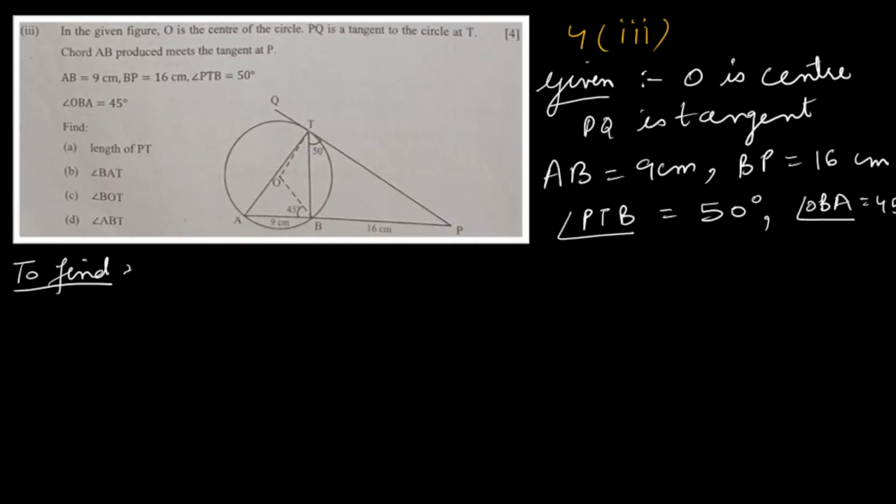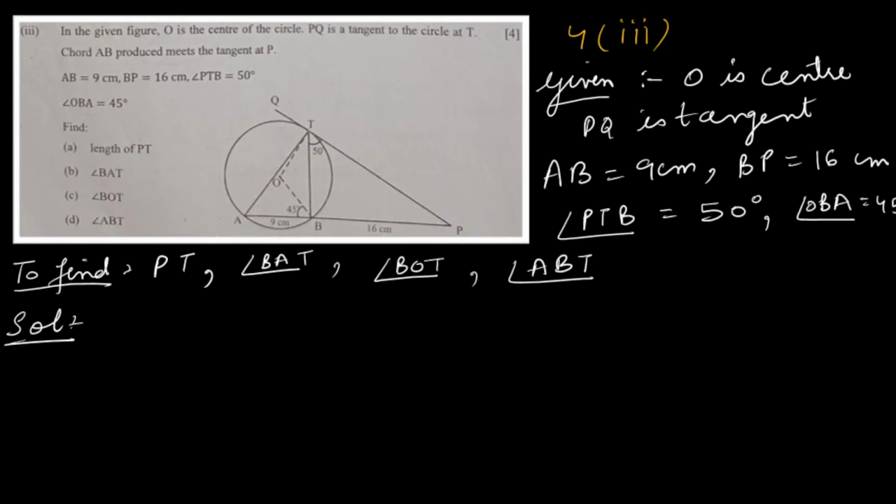To find, you have to write. Then first one is PT, that is A. Then angle BAT, angle BOT, angle ABT. So these are the things we have to find. Okay, so solution will do PT. PT, Tarun has found it as 12.